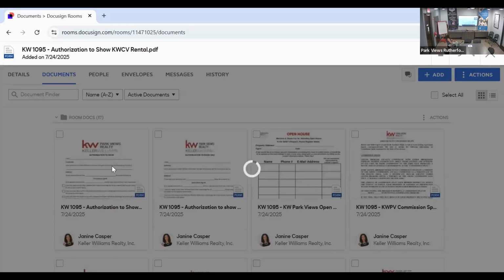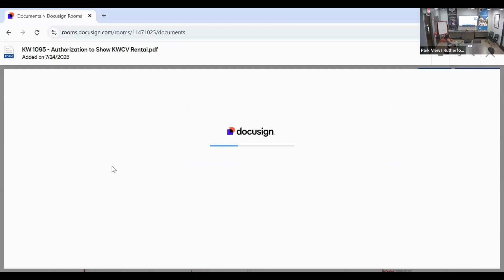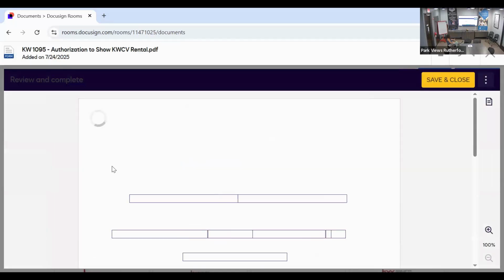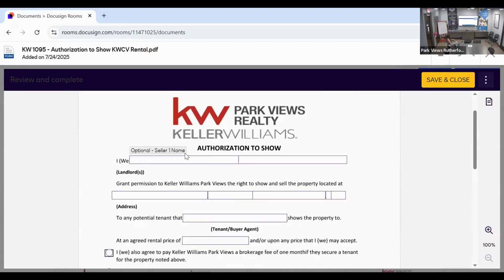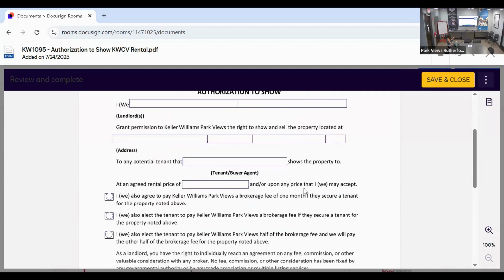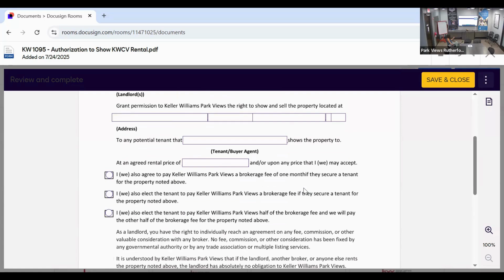If you're representing a buyer or a tenant and they want to see a for sale by owner or for rent by owner, we have these authorization to show forms. There's one for rental and one for sale, so they're slightly different. On here, you fill in the landlord's name and the property address. Your name goes here. If there's an agreed upon amount, it would go in here.